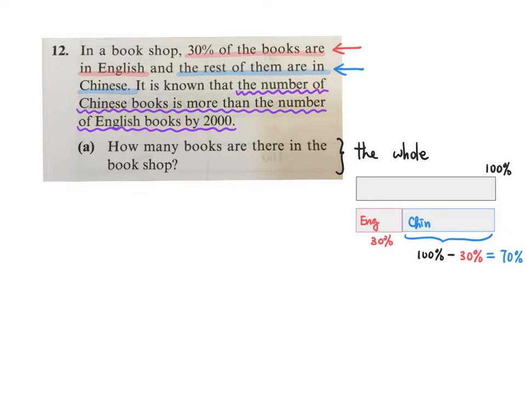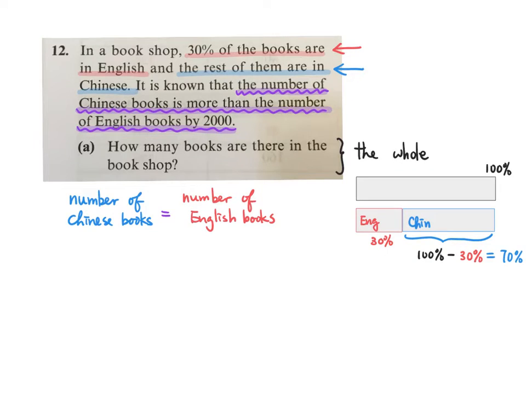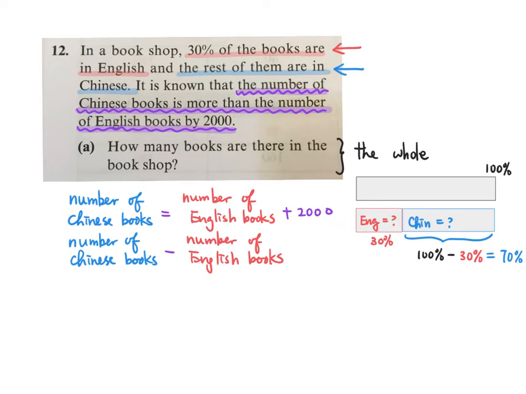And as we know that the number of Chinese books is more than the number of English books by 2,000, the number of Chinese books would be equal to the number of English books plus 2,000. However, we don't know the number of English books, nor the number of Chinese books. So what can we do? Let's transform the equation first. Now we can minus the number of English books from both sides, so that the difference of the Chinese books and English books will be equal to 2,000.